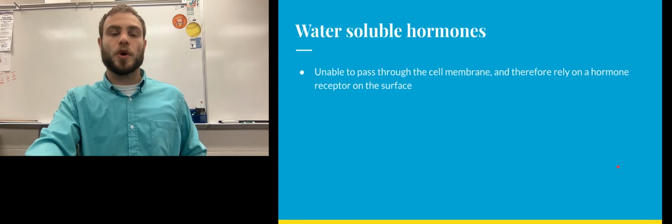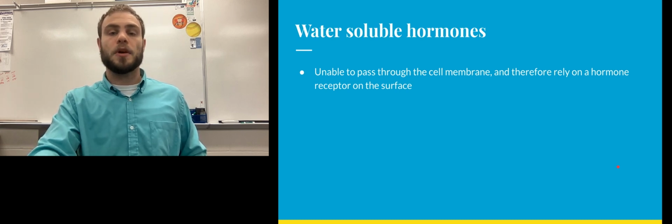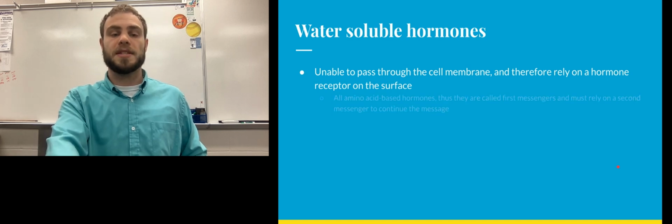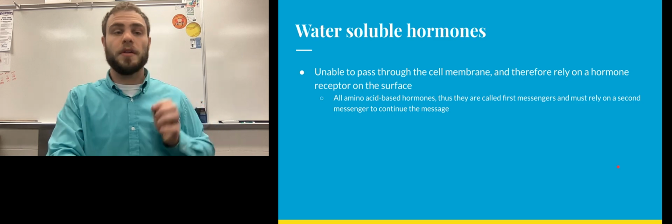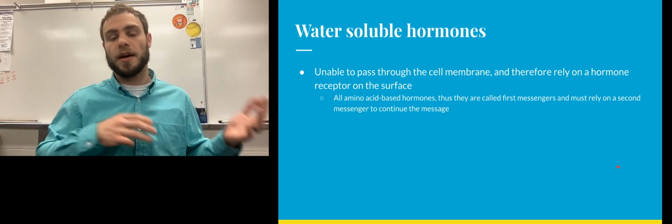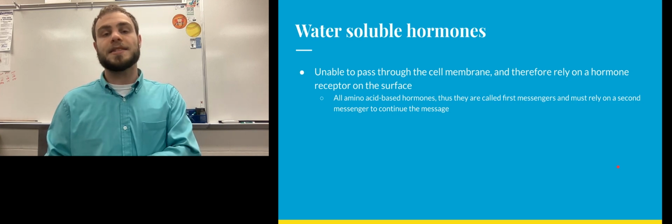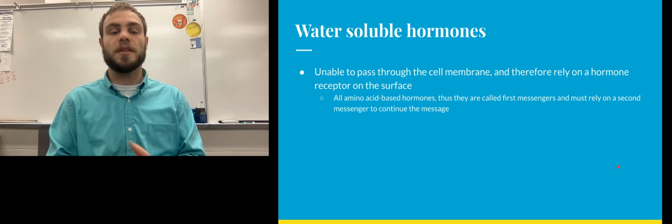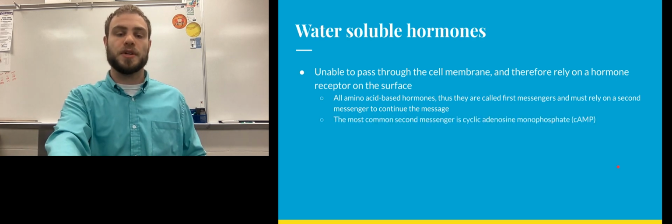Your other class of hormones are water soluble hormones. These are going to be unable to pass through the cell membrane. And so instead, they're going to bind to a receptor on the surface or on the membrane of the cell. All of your amino acid based hormones are going to rely on these cell membrane receptors. And so we call them first messengers, that hormone going and inducing the change. And then you're going to rely on a second messenger within the cell to carry that message to the nucleus to induce transcription and translation.